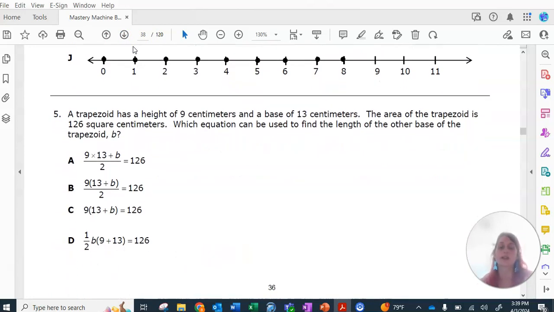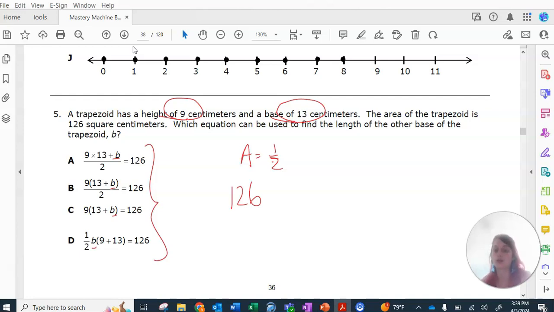Number 5, a trapezoid has a, oh, look at your STAR reference chart. What is the area formula for a trapezoid? Area equals 1/2. You need to fill in the rest of your area formula. We already know that the area is going to get replaced with 126. We know the height. We know one of the bases. And actually, you don't need to do too much math to solve because these answer choices are not asking you for what is the other base. You can see that there are b's left to represent the other base. You're just trying to figure out which one is set up correctly, and you will never know that until you write down your formula.